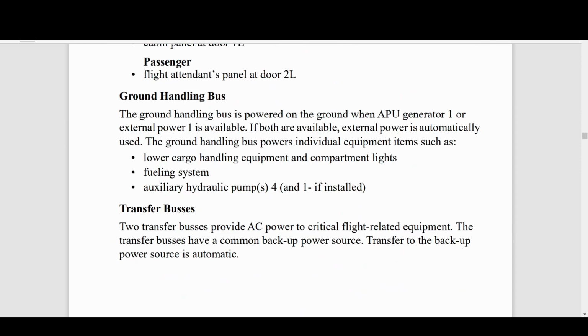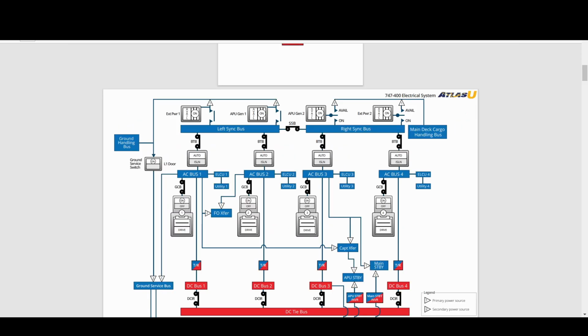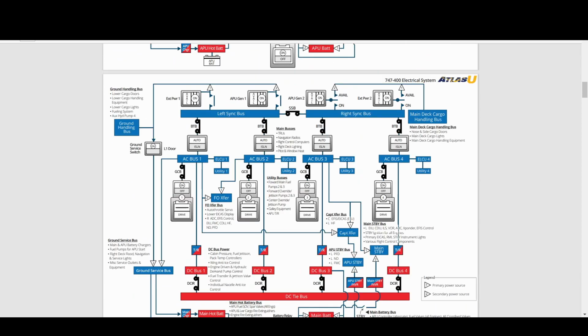When is the main cargo deck handling bus powered? When the avail light is displayed on the APU2 or external 2 switches. What items are powered by the main deck cargo handling bus? Nose and side cargo doors, main deck cargo lights, main deck cargo handling equipment.